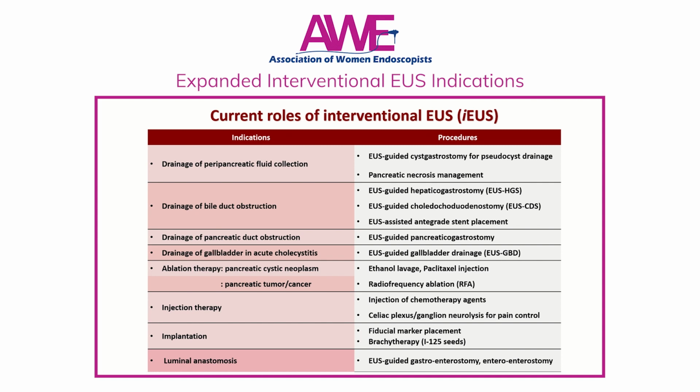Currently, interventional EUS has a role in drainage of pancreatic fluid collection, bile duct and pancreatic duct obstruction, and gallbladder in acute cholecystitis for patients who are not surgical candidates. Besides drainage procedures, ablation therapy of pancreatic cystic and solid lesions, injection therapy, and implantation of fiducial markers and I-125 seeds can be delivered through interventional EUS. Also, creation of luminal anastomosis such as gastroenterostomy or enteroenterostomy can be performed using EUS.